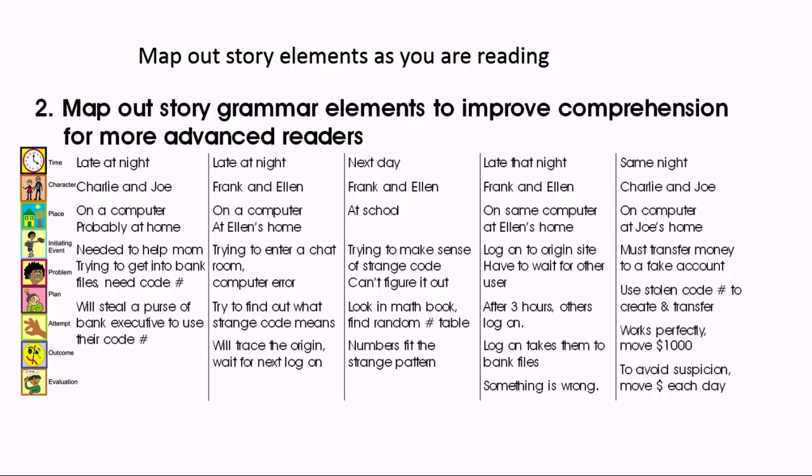Another couple of pages in the same chapter. The next day, Frank and Ellen, and where? At school. And what was the initiating event? They're trying to make sense of the strange code. Problem was they still can't figure it out. So their plan, they looked at a math book and they found a random numbers table. And their outcome then was that the numbers fit this strange pattern, and they were successful.